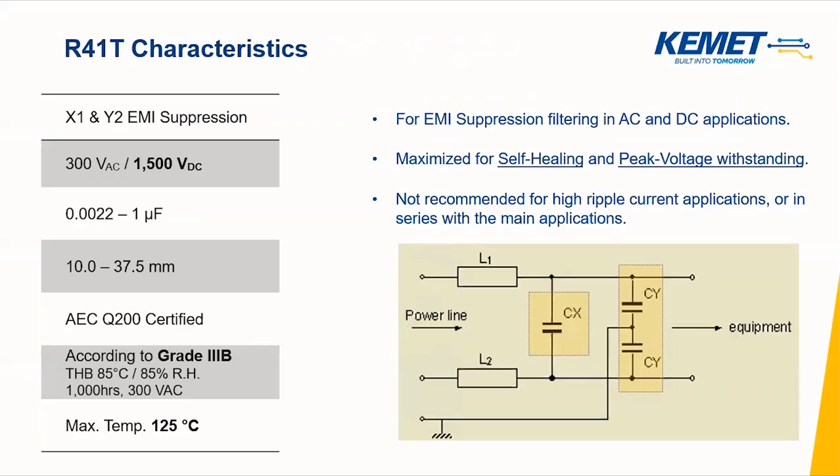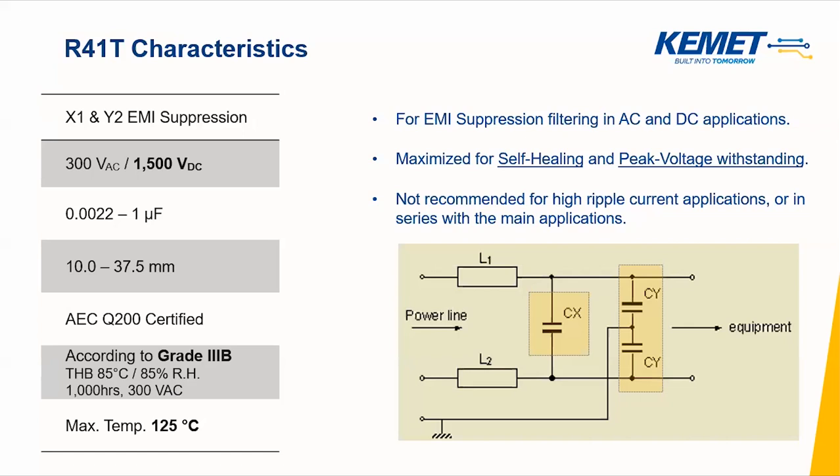This series is also for EMI suppression filtering, as I already mentioned, for AC and DC applications, maximized for self-healing and peak voltage withstanding. And it is not recommended for applications where high ripple currents are there, or for series with the mains applications. Some of the main characteristics of R41T are its input voltage range, which is 300 volts AC and 1500 volts DC. The capacitance ranges from 2.2 nanofarad going up to 1 microfarad in pitches from 10 to 37.5 millimeter.